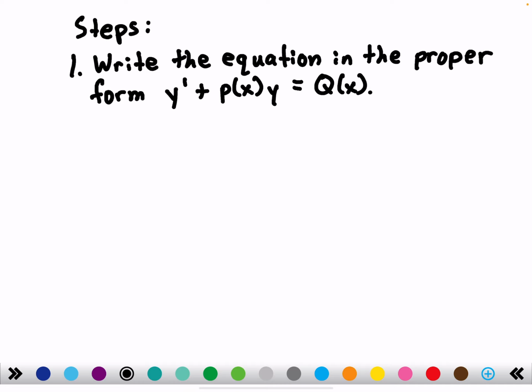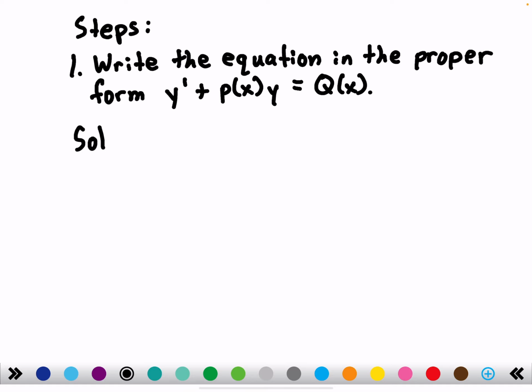Write the equation in the proper form. So that proper form is y prime plus p sub x y equals q sub x. Now you may be wondering, why is this a first step?